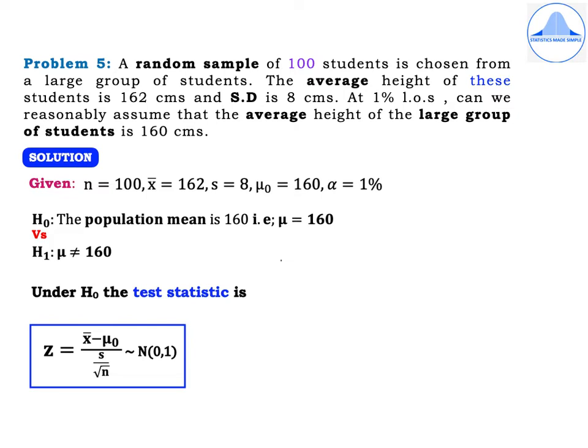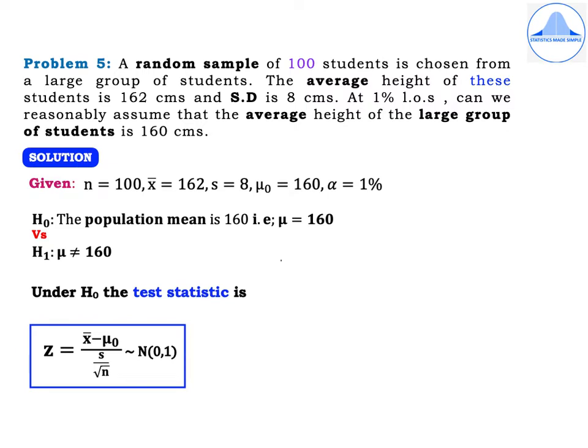Now the only value which we have to get is mu naught. So at 1% level of significance, can we reasonably assume that the average height of the large group of students, so the average of the large group, so the large group of students is nothing but the population. So the average of the population means it is mu naught. That is mu naught is equal to 160 and alpha is equal to 5%.